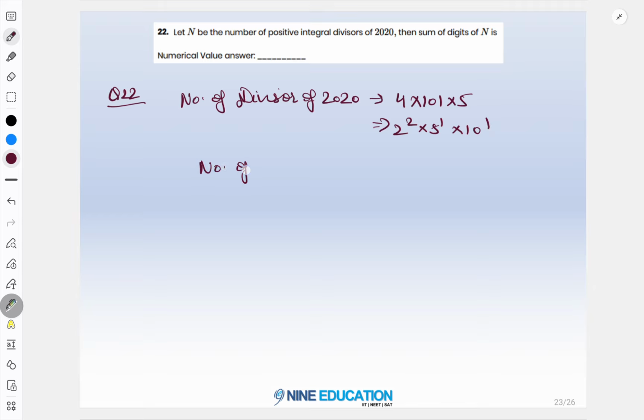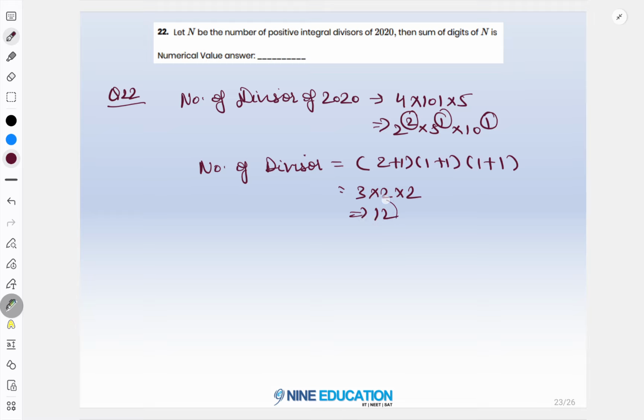So the number of divisors after prime factorization is equal to each power plus 1 multiplied together. Basically power plus 1 you have to do. 2 plus 1, 1 plus 1, 1 plus 1, that is 3 into 2 into 2, that is 12. So the number of total divisors is 12. Now what they are asking is the sum of the digits of n. So the sum of the digits of n is clearly 1 plus 2, that's 3. Answer is 3.